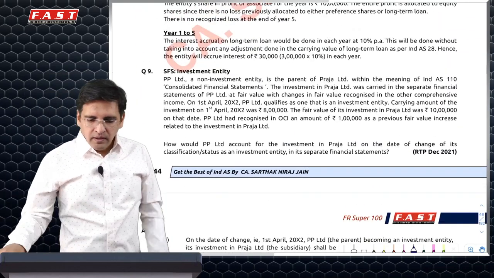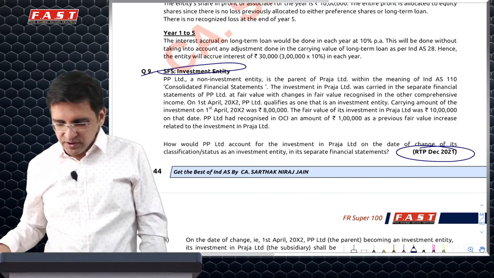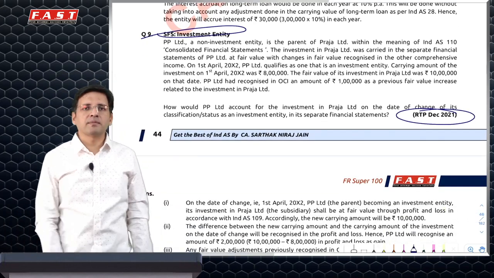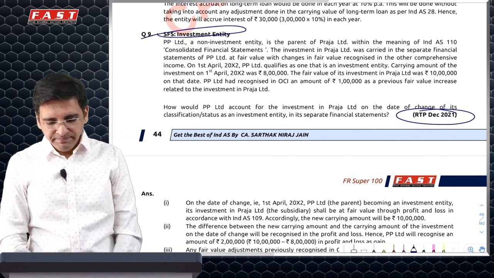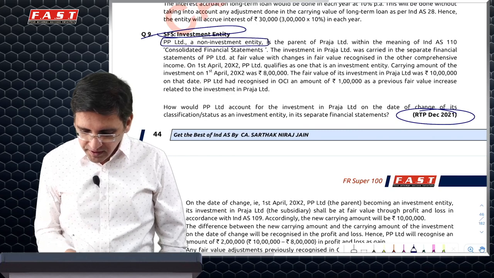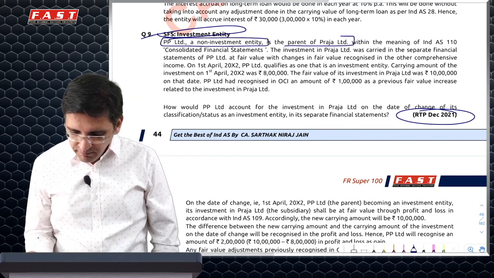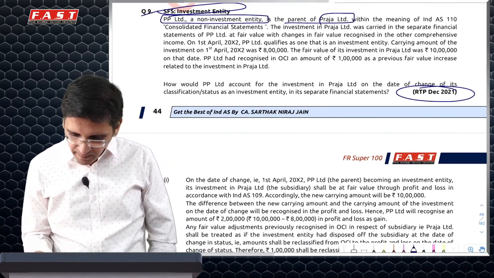Wonderful. Now there's this another question which is given in RTP December 21, very strange question. In fact, strange answer, but a different question. Definitely do it. Don't expect this to come in the exam, but still. Question says, PP Limited was an investment entity and parent of Praja Limited.